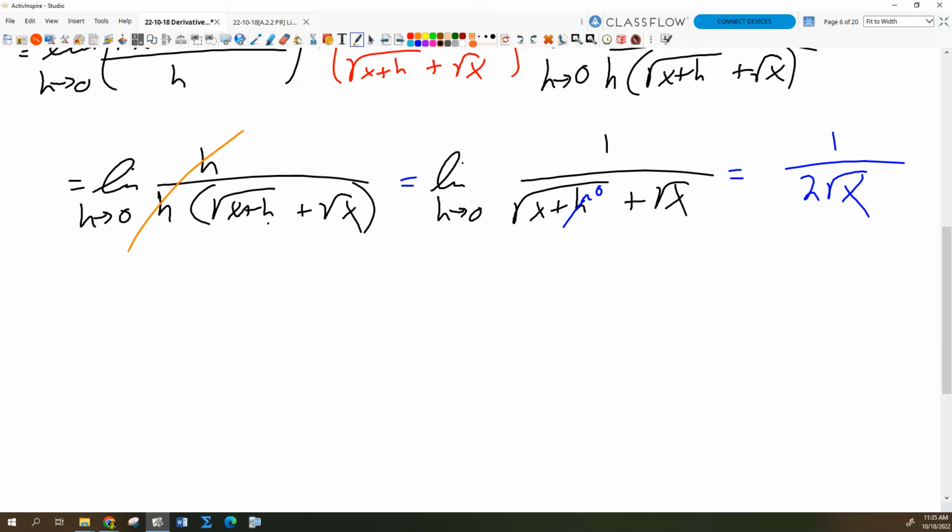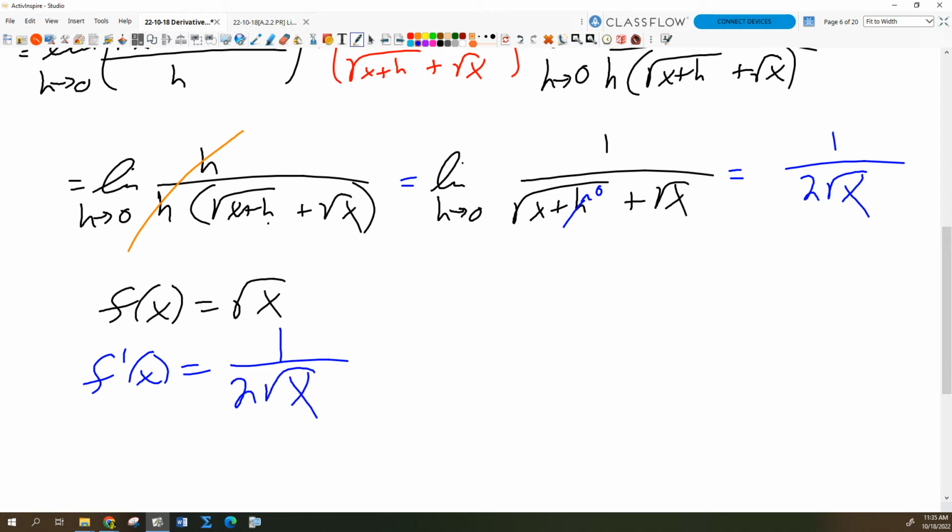So we started with f of x equals the square root of x, and we found that its derivative is equal to 1 over 2 times the square root of x. So let's say we want to know what's the slope of our function at x equals 4. Well, we know it's just 1/4, right? If I want to know what the slope of the function is at x equals 16, it's 1/8.